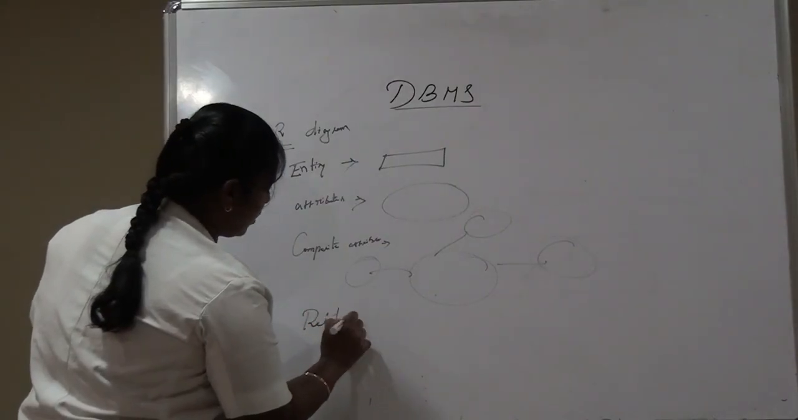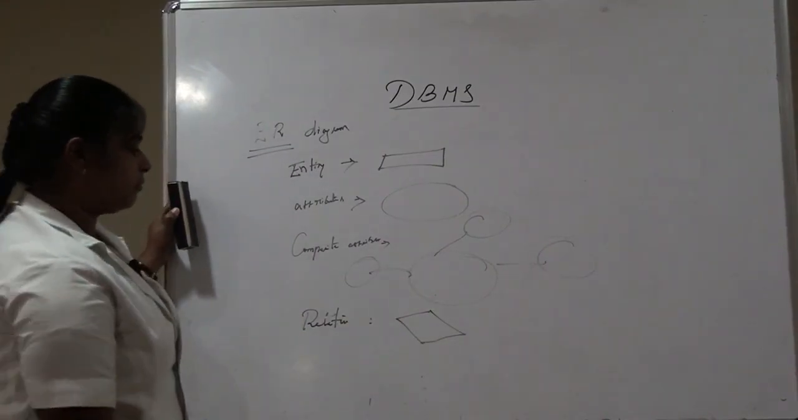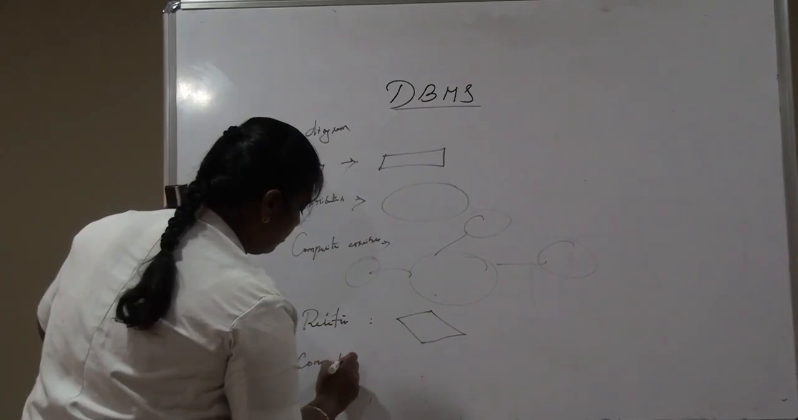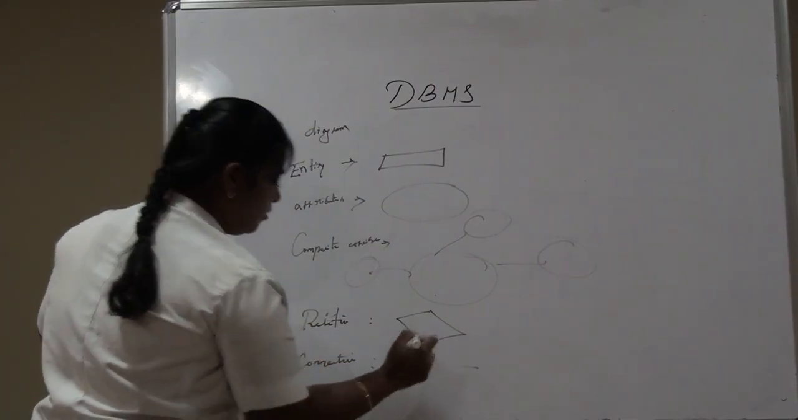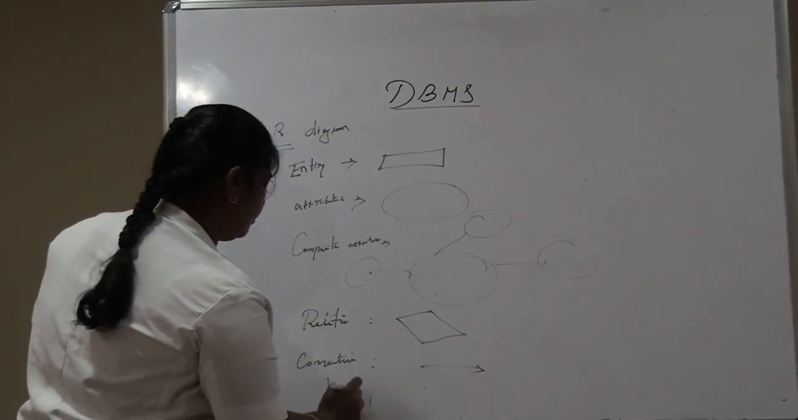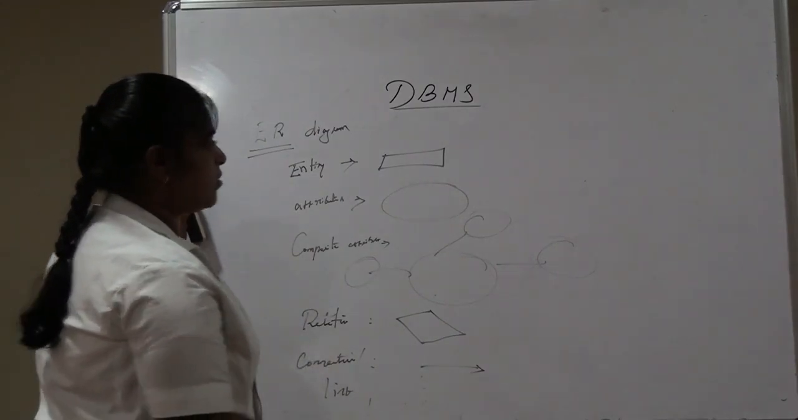Next one, relation. How to make a relation? A relation is represented by a diamond symbol. Then there is the connection symbol. We also give arrows and links. These are all the basic symbols we have to use to represent your diagrams.